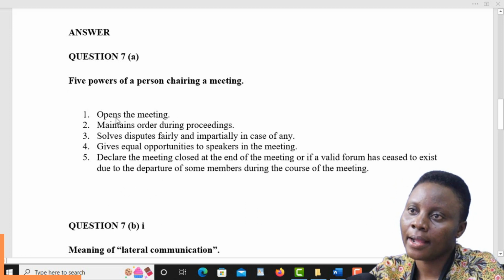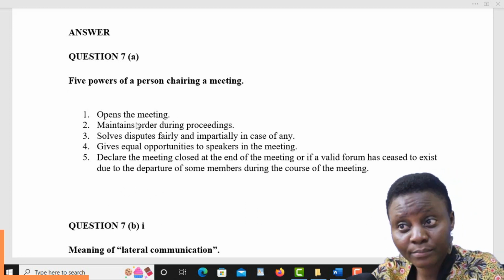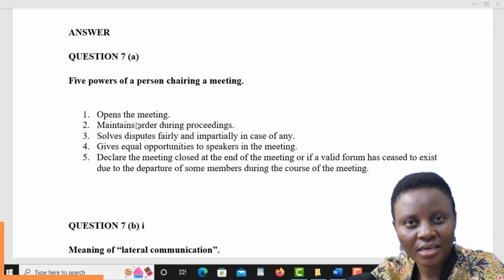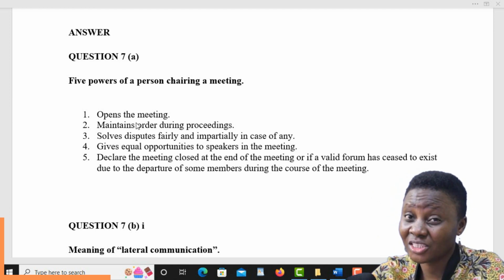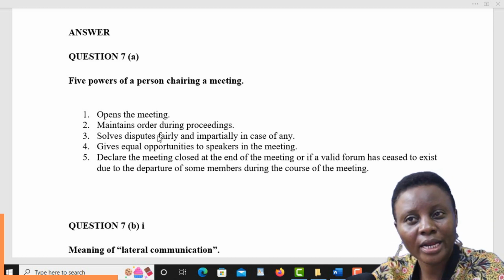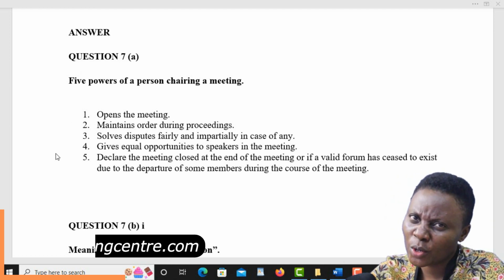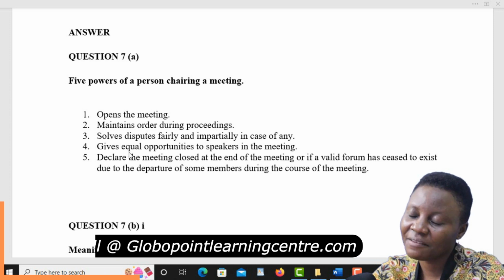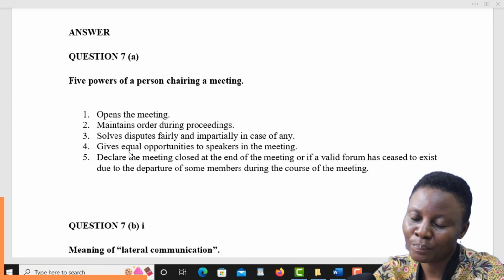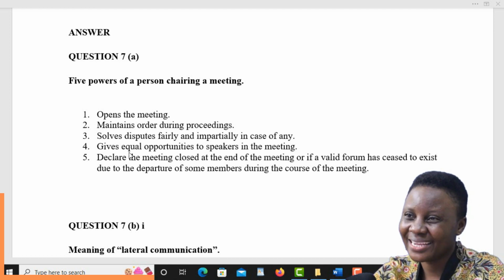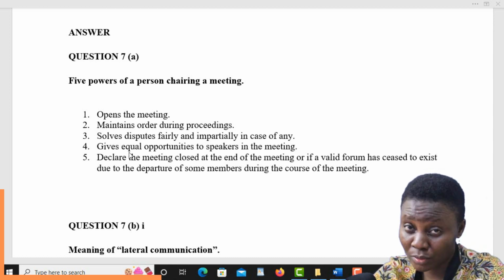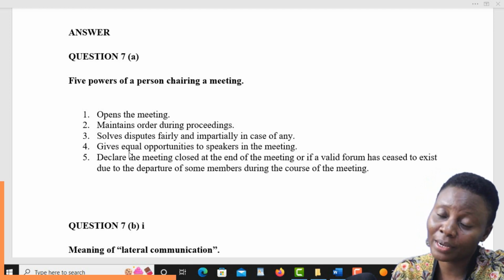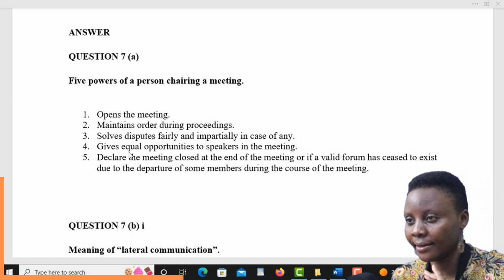Number 1, the first power he has is to open the meeting, to declare that the meeting has started, to maintain the order during proceedings. If people are making noise, it is the duty of the chair to make them quiet. So, maintaining order during meetings or proceedings. Also, the chair solves disputes fairly and impartially in case of any. Sometimes in meetings, people misunderstand or have conflicts with one another. In such scenarios, the chairperson is the one responsible to ensure that such a dispute is solved fairly and impartially, without favoring one person and discriminating against the other.